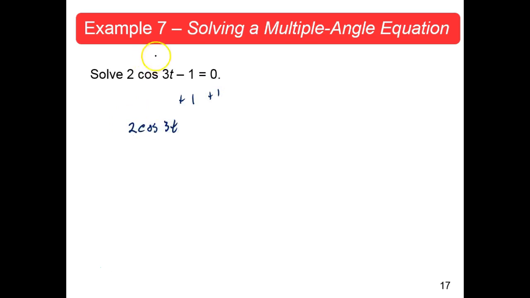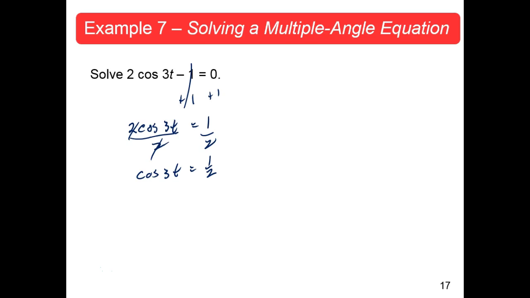Now, the reason you do that: the cosine is to the first power, so you treat it like a plain x. These add to 0, and that's equal to 1. Now what? Divide by 2. That's pretty easy. So you have cosine of 3t is equal to 1/2. We've done the first step, solve for the trig function. But now we have to solve not for t, but for 3t. What angle 3t would give you a cosine of 1/2?